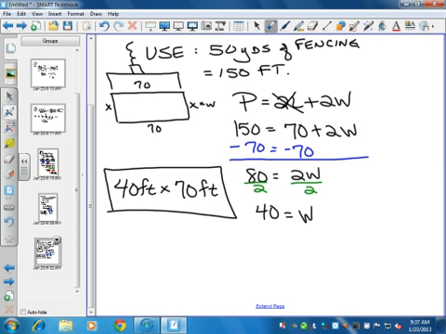40 goes here, 40, 40. And this one's also 40. So if you count that up, 40, 80, 150. So we used up all of the fencing that we had because, again, we didn't need to use this side of the house.